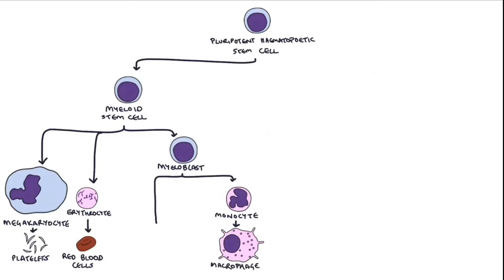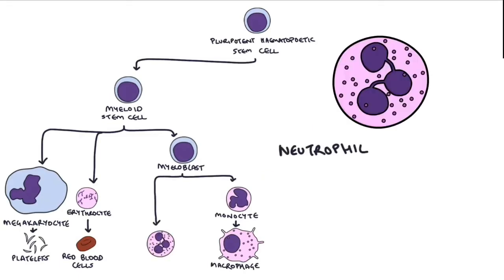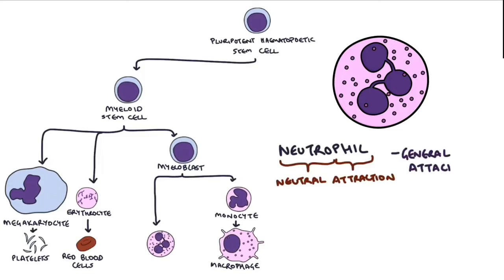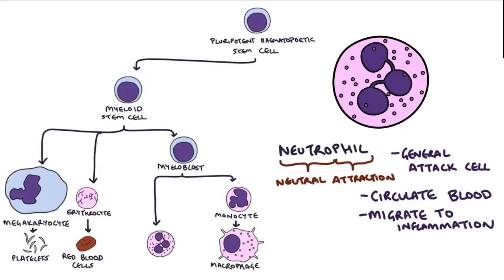So myeloblasts can also become neutrophils. Neutro refers to neutral, and phil meaning attraction, and this therefore refers to the fact that neutrophils are generally attracted to pathogens, which describes their role as a general attack cell in the innate immune system. They spend their time circulating through the bloodstream, and then they migrate to areas of inflammation in response to signals from macrophages. And there they destroy the pathogens and abnormal cells, again by phagocytosis.